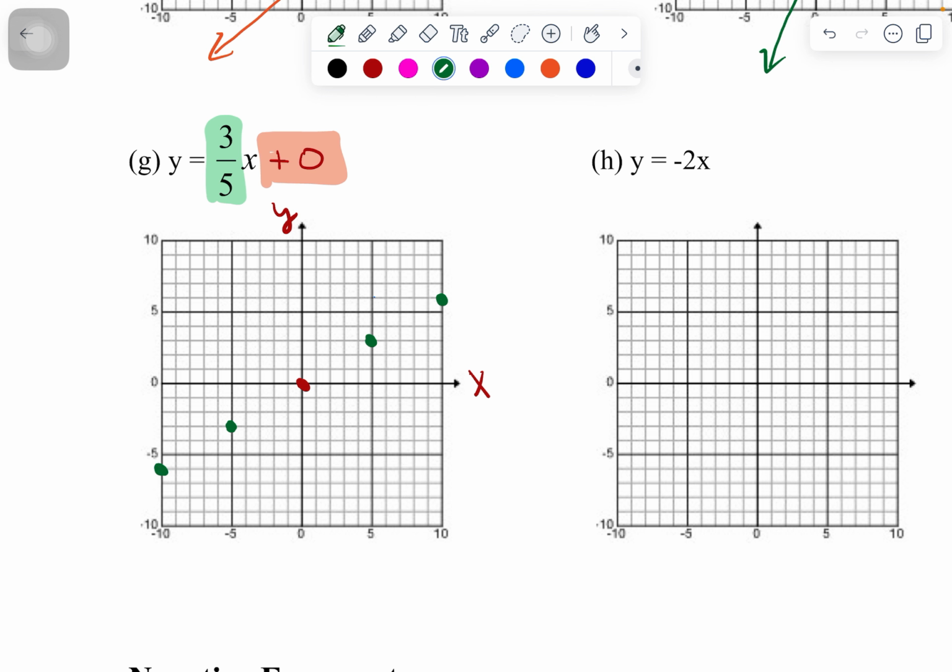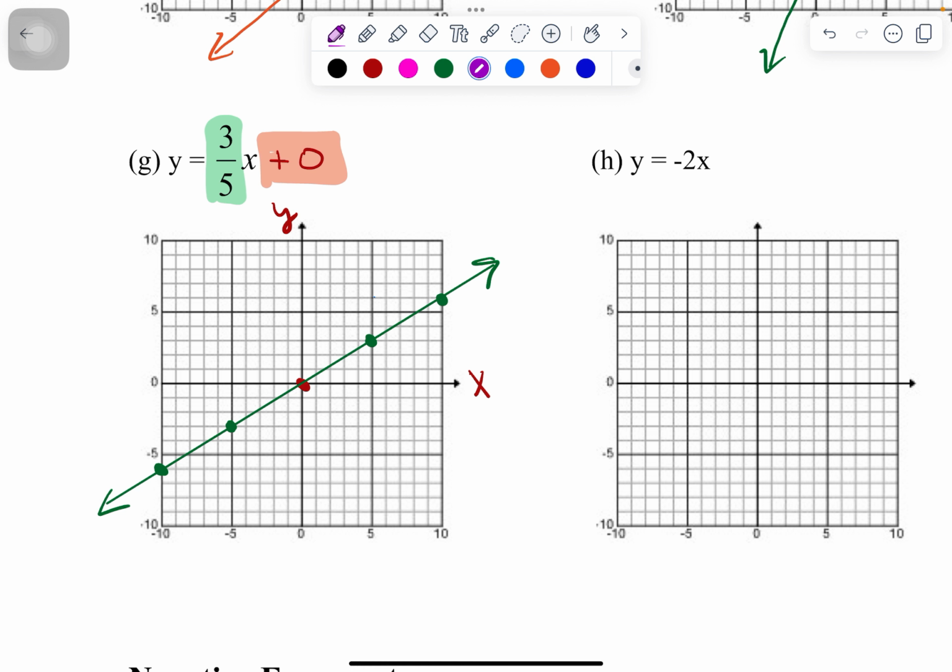Now, all of these points still create one single continuous line, which is why we can do what we did. All right, so connect the dots through those fabulous points. A little bit messy, but we'll take it. Arrows at the end because, of course, lines go on forever. All right, so that's part G.